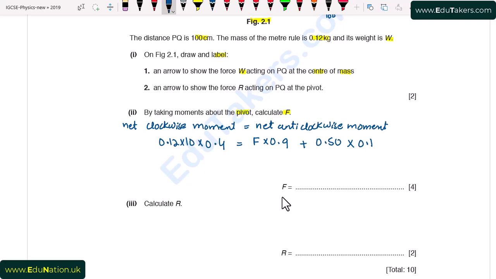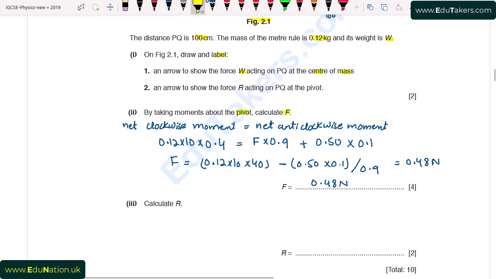Here we have to calculate the value of F. It will be equal to 0.12 multiplied by 10 and 40 minus 0.50 multiplied by 0.1 divided by 0.9. So by solving, force comes to be 0.48 newtons. So I write here F is equal to 0.48 Newton.